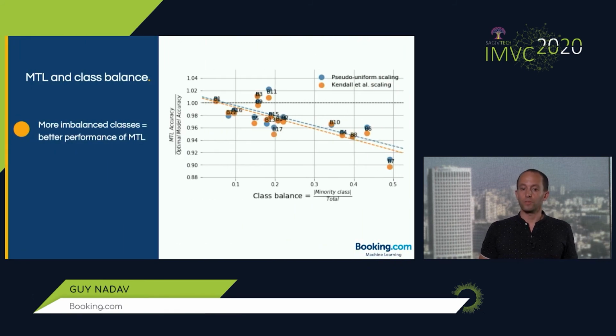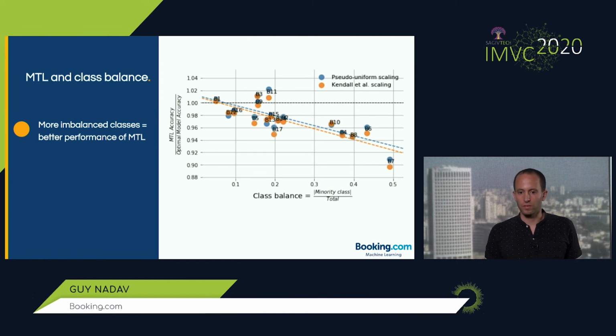We were also interested to evaluate how binary tasks, which consist of the majority of tasks we have, do when we have high class imbalance. On the x-axis, you can see the amount of imbalance. On the left are the most imbalanced tasks. On the y-axis, we can see the performance improvement when training multitask learning versus the optimal end-to-end model with a single task. If it's over 1, it means multitask learning did better.